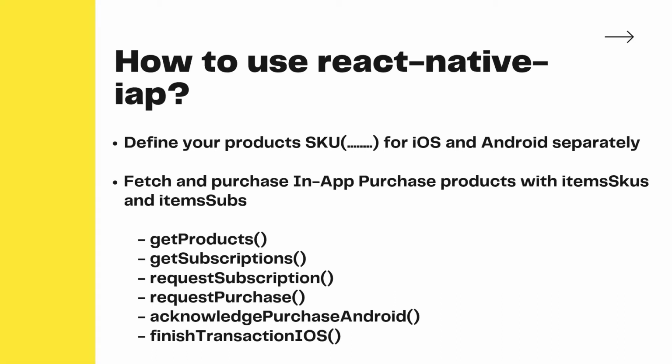There are some already defined methods in the React Native IAP package. The getProducts method is used to get the in-app purchase data from the respective iTunes or Google Play console. The getSubscriptions method is used to fetch the subscription data. requestSubscription is used to purchase the subscription, and requestPurchase is used to purchase the in-app purchase. When we successfully purchase the product, then the last two methods are used.